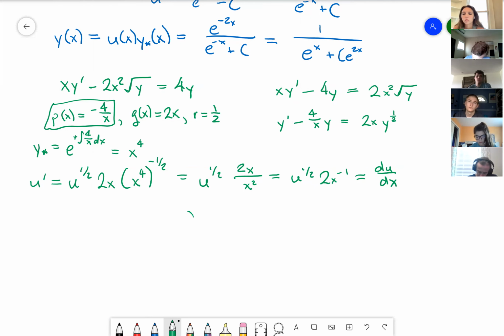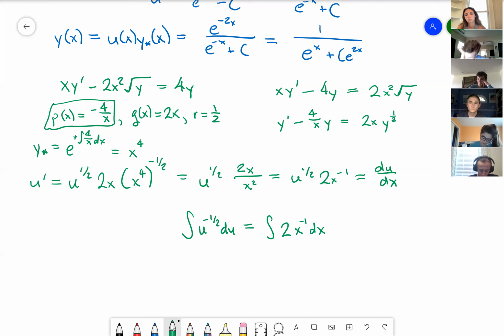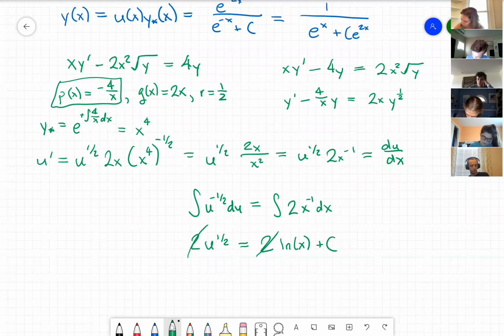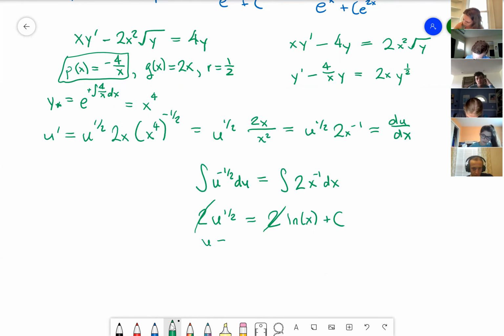So what I'll get is the integral of u to the minus 1/2 du is equal to the integral of 2x to the minus 1 dx. And so what I will get here is u to the 1/2 times 2 equal to 2 natural log of x. And again, I'm making the assumption that x is positive. So the 2's cancel out. Get u is equal to natural log of x plus c, squared.